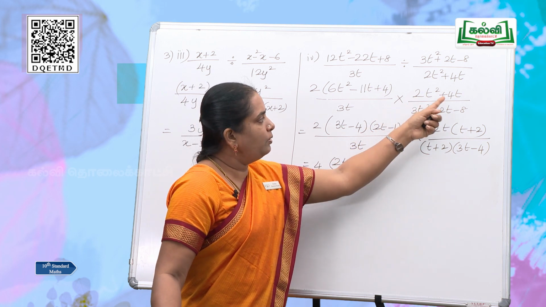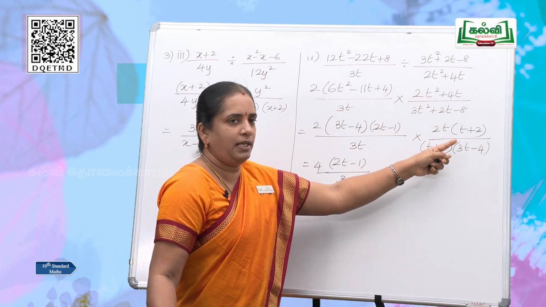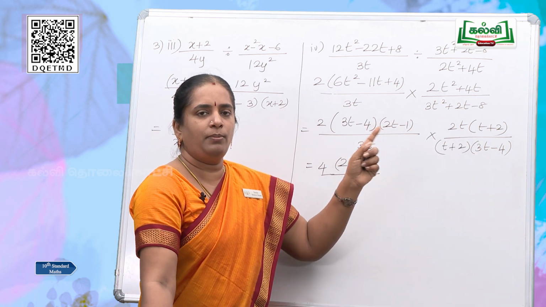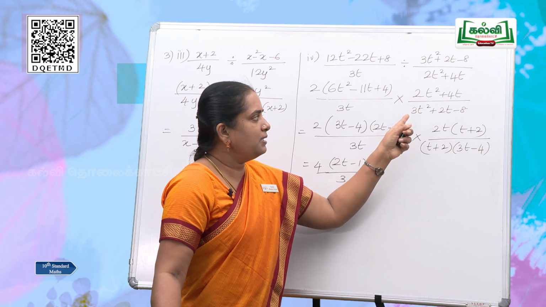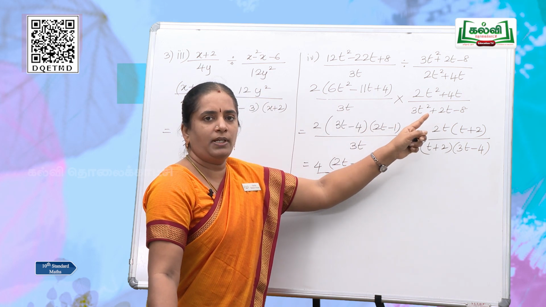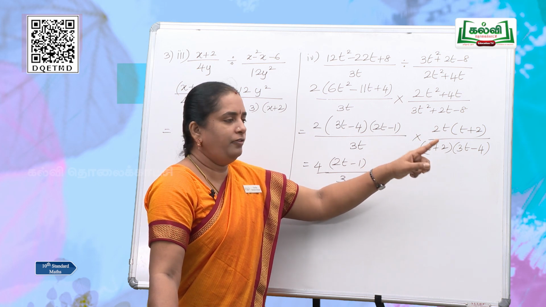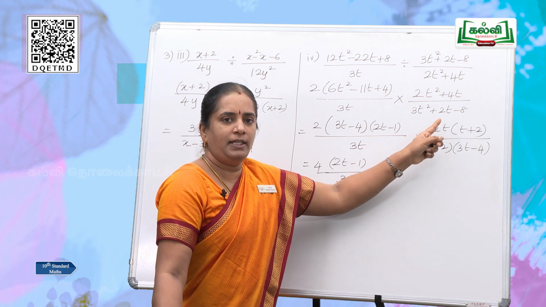We can take out 2t here and t plus 2 remains. So, 2t into t plus 2 is the factorized form of the numerator. And see the denominator. Here the product is 24 and the difference is 2. So, what are the numbers? 6 and 4. So, we can split this as 6t minus 4t.